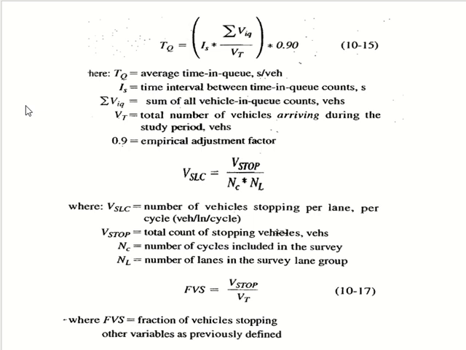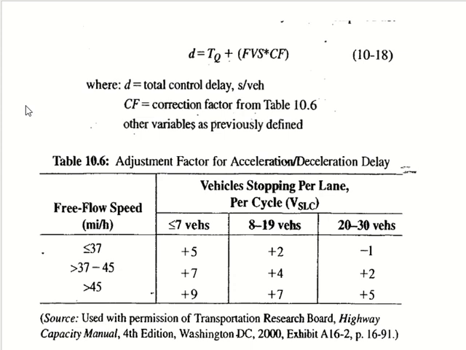And then we have the next thing, which is the fraction of vehicles stopped. So I need vehicles stopped. And what was VT? Vehicles arriving. And who is making these observations? Observer 2. Both of them are from observer number 2. Once we do this, then we can calculate the control delay, D.